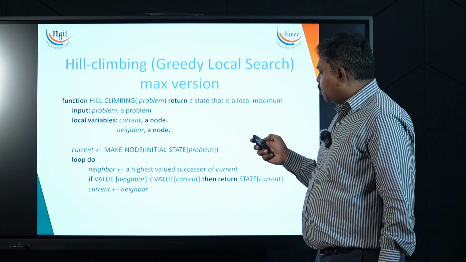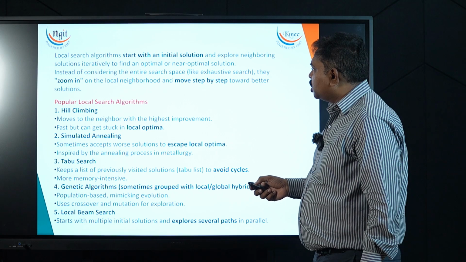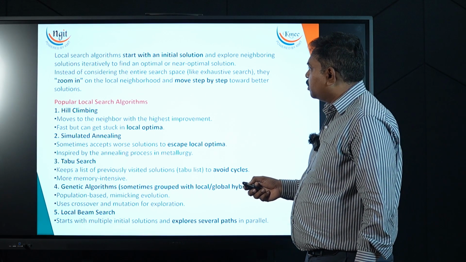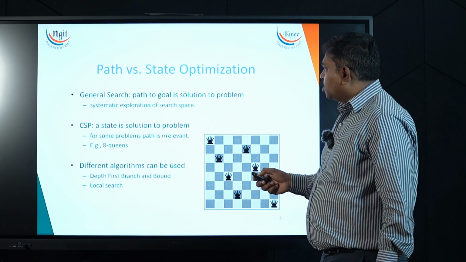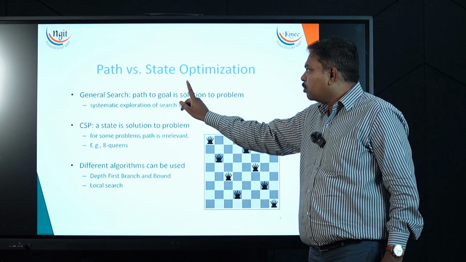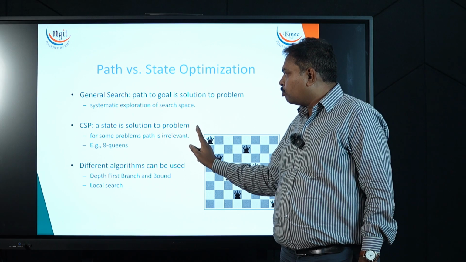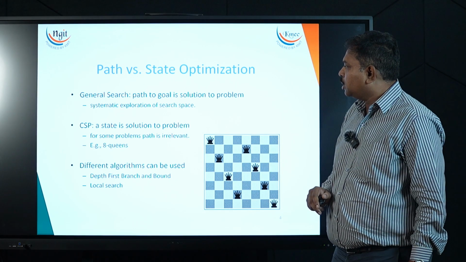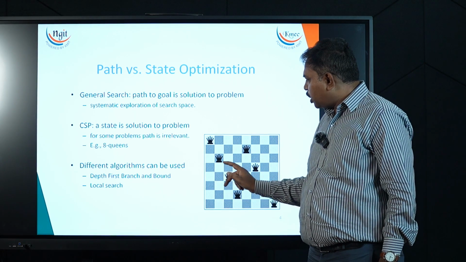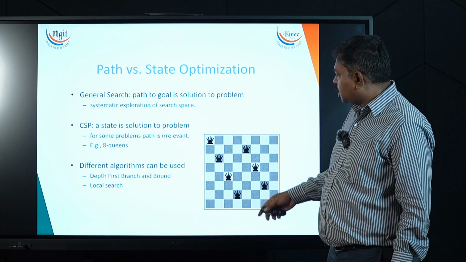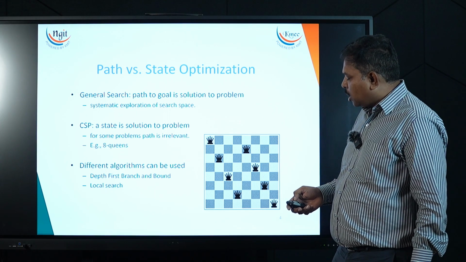Before going to solve these problems, let us have a small recap. In optimization problems, as I told you, it is path versus state. Here the path is not important. Reaching the goal state is important, where every state can become a goal state, provided it has one objective function. That objective function may maximize or minimize the goal state.